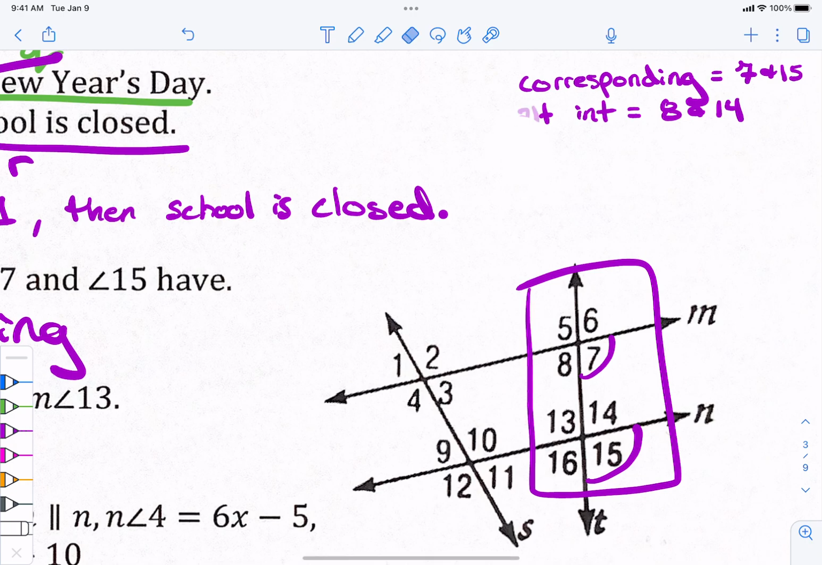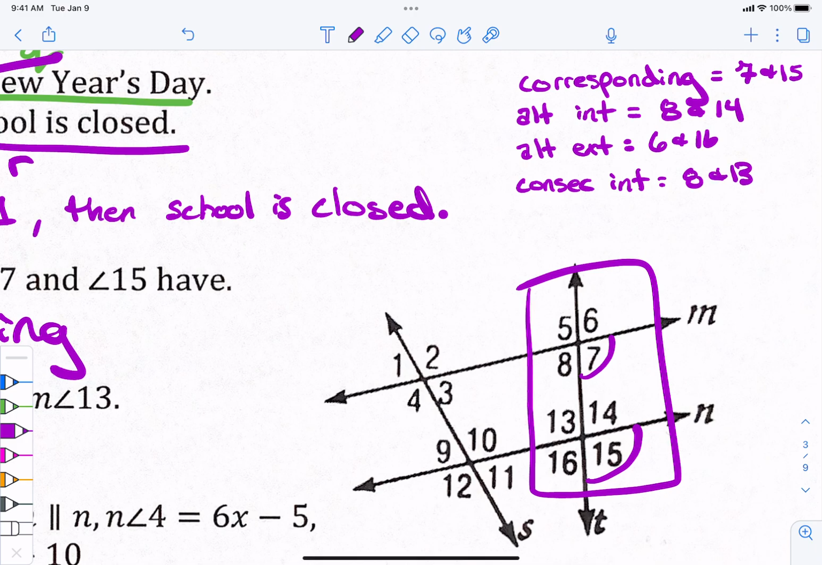Okay, let's do an alternate exterior for that intersection. 6 and 16 or 5 and 15. We'll go 6 and 16. Okay, that's an alternate exterior. Okay, we have some consecutive interior. Consecutive interior would be what? 8 and 13 or 7 and 14.